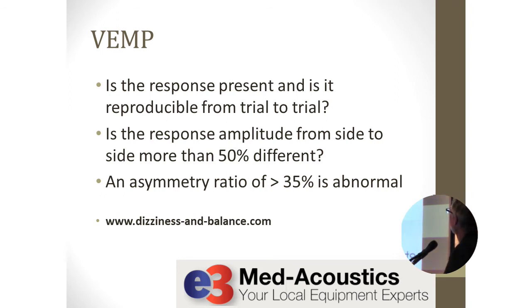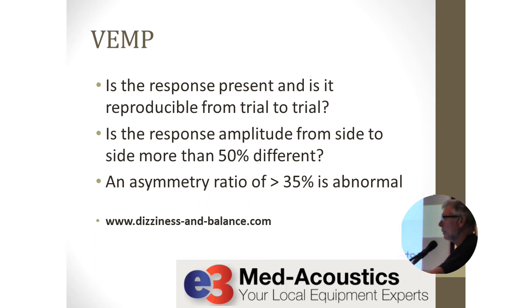I have our users be sure that the response is present and that it is repeatable, that they can do it twice and get basically the same thing. And look at it and see if the amplitudes are equal, because if they're within 50% of each other, they're fine. However, if they're not, or if it looks like there's a 50% difference or more, then we have them calculate the asymmetry ratio. And an asymmetry ratio of greater than 0.35 is considered abnormal.